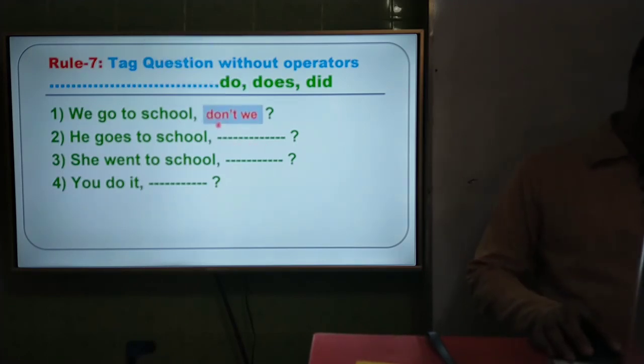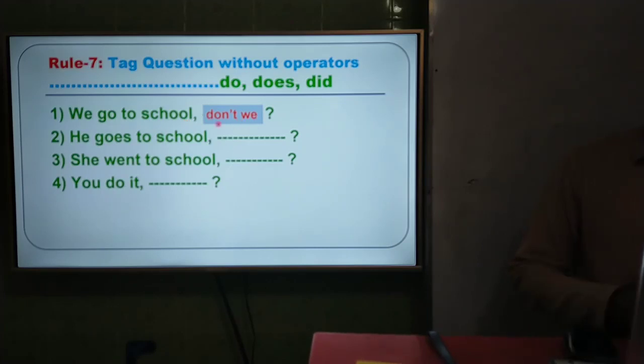don't we. As the sentence is affirmative, the question will be negative. So negative form of do not is don't, and here the subject is we. Okay, so the answer is don't we.